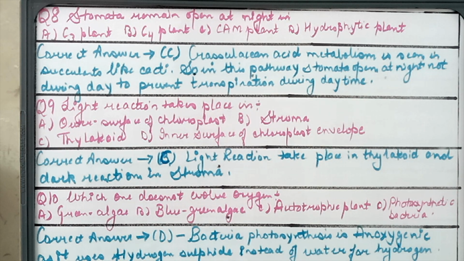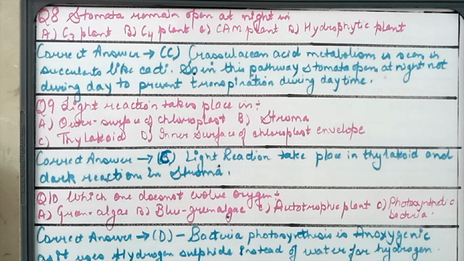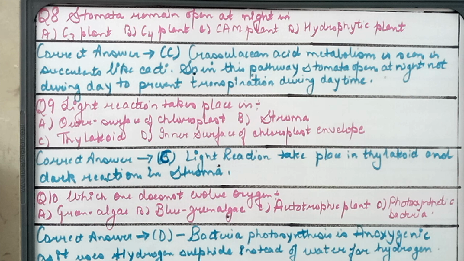Stomata remain open at night in C3 plants, C4 plants, CAM plants, hydrophytic plants. So the correct answer is CAM plants. Now what are CAM plants? CAM is a pathway which is known as crassulacean acid metabolism. This CAM pathway or metabolism takes place in succulents, xerophytic plants, desert plants like cactus. So in these plants, stomata remain open at night while they remain closed in day.